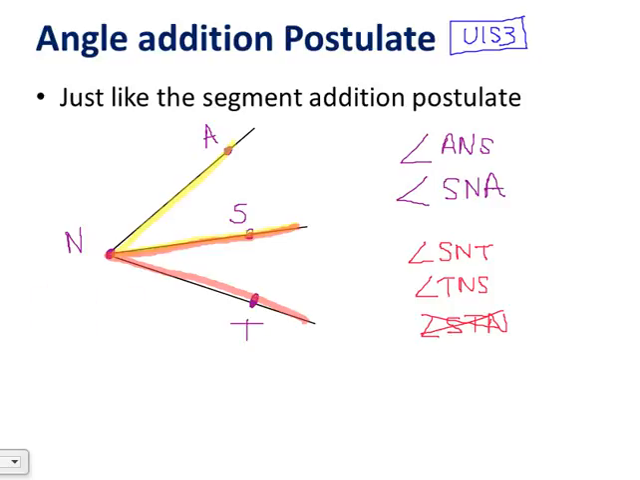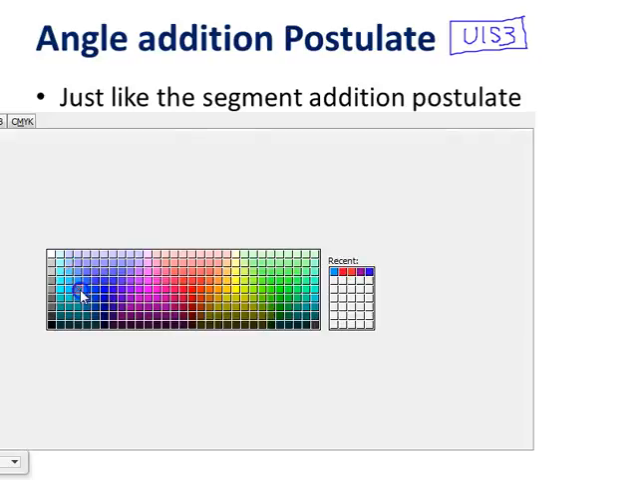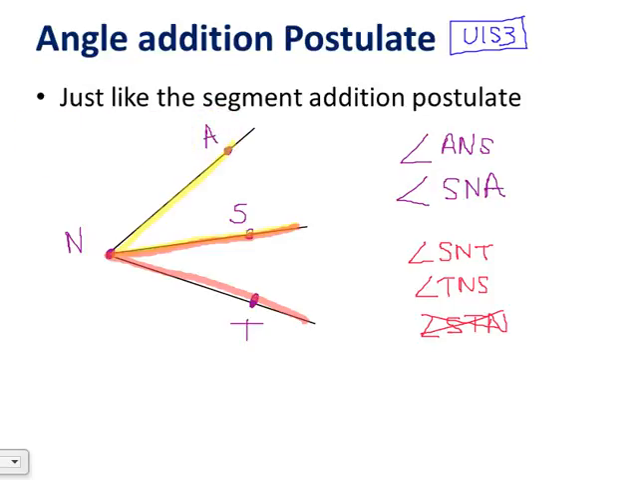And we actually have a third angle here, if we look at it in terms of the bigger angle. If we look at it in terms of this entire angle like that, we've got a third angle in here. And that would be angle ANT or angle TNA. It doesn't matter which order you use, as long as the N, the vertex, is in the middle.